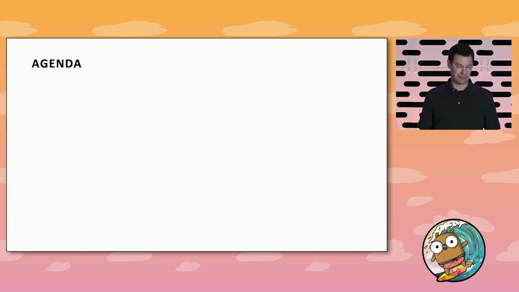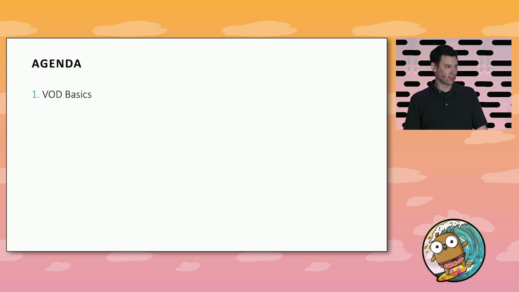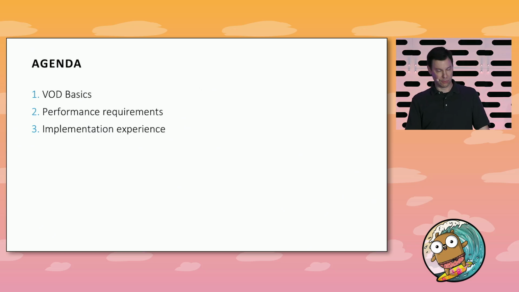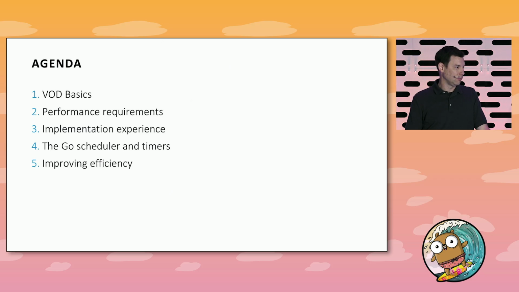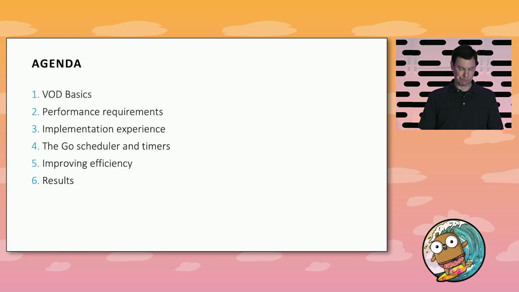Here's what we're going to talk about. Just a few basics so we know we're all talking about the same thing, some of our performance requirements, our implementation experience when we first started working on it. But of course, we ran into some challenges that dealt with the Go scheduler and timers, so we'll talk about that and how they work. Based on that, we'll talk about how we improved the efficiency of our process, some results, and what comes next.